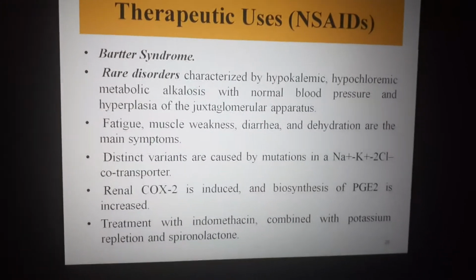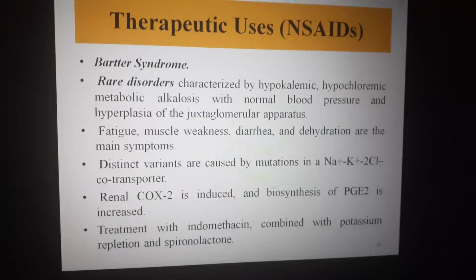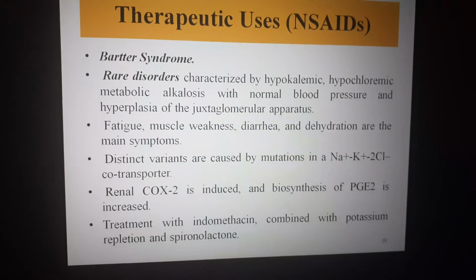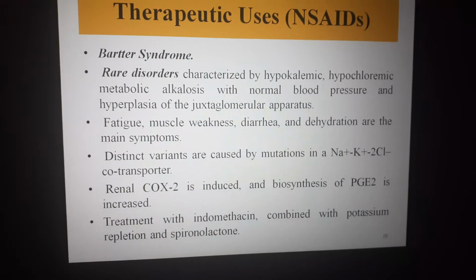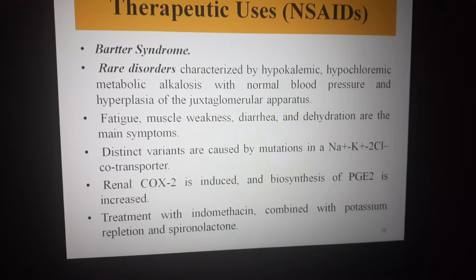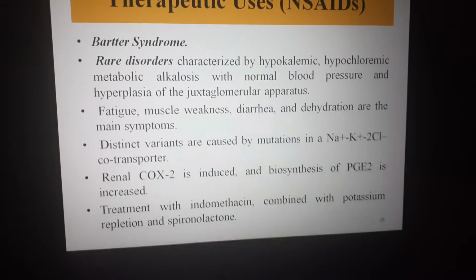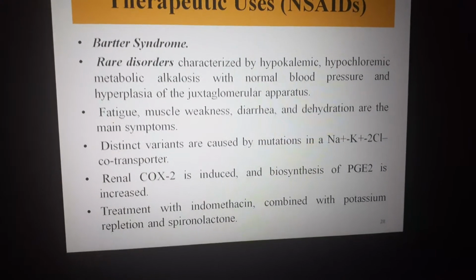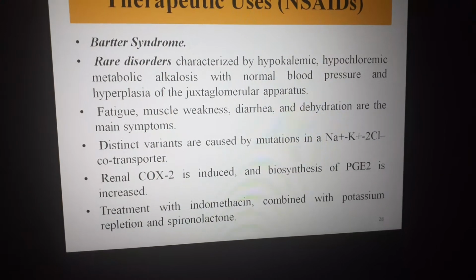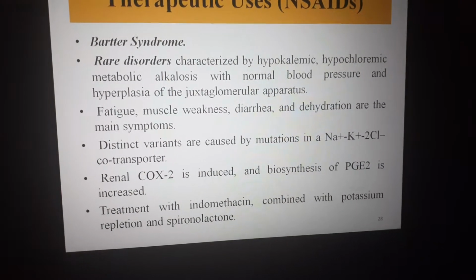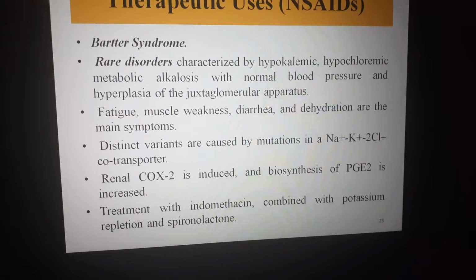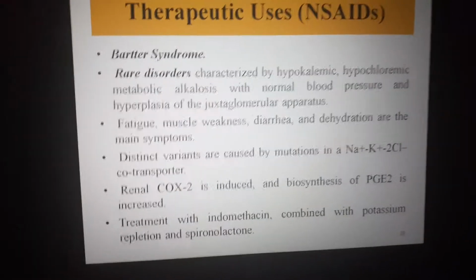Then Bartter syndrome, it is a rare disorder characterized by hypokalemic hypochloremic metabolic alkalosis with normal blood pressure and the hyperplasia of juxtaglomerular apparatus. So the process involves biosynthesis of prostaglandins. So treatment with indomethacin combined with potassium repletion and spironolactone can be helpful in this condition.